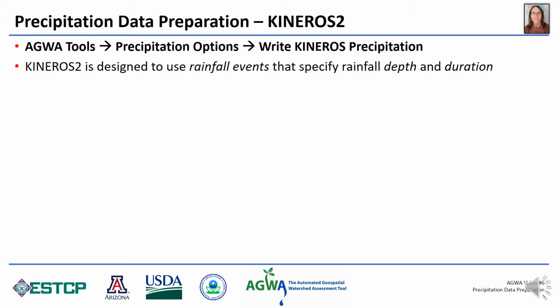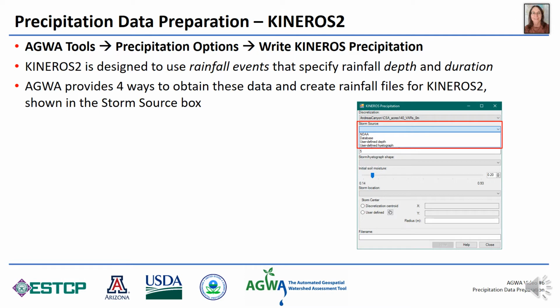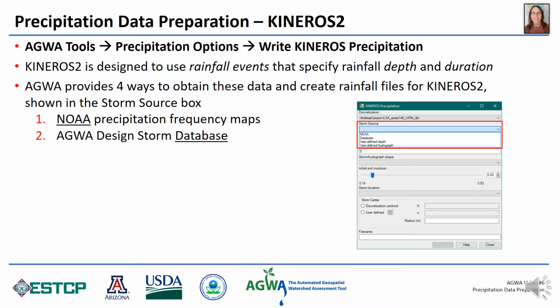KINEROS is designed to use rainfall events that specify the rainfall depth and duration. AGUA provides 4 ways to obtain these data and create the rainfall files for use in KINEROS2. You can obtain data from the NOAA precipitation frequency maps available from their data server. AGUA includes a design storm database in the AGUA Data Files directory.